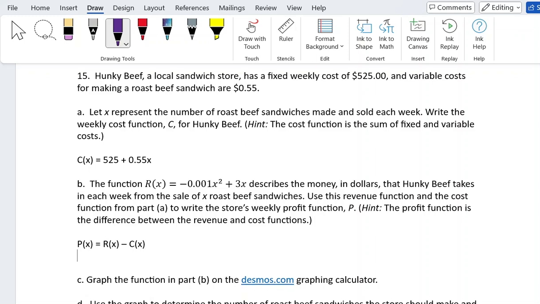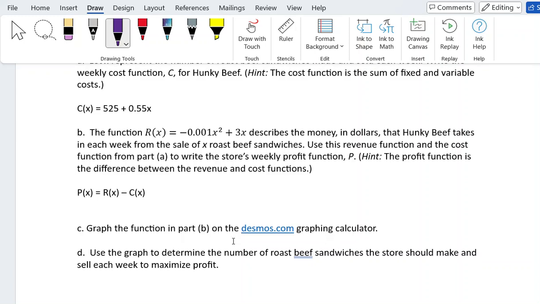This should make sense to you, that profit is revenue minus cost. Revenue is the money coming into a business. Cost is what the business is spending. Profit is what is left over after you cover your costs. So our profit function is the revenue function minus the cost function.